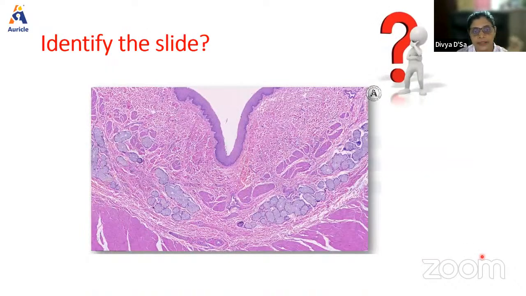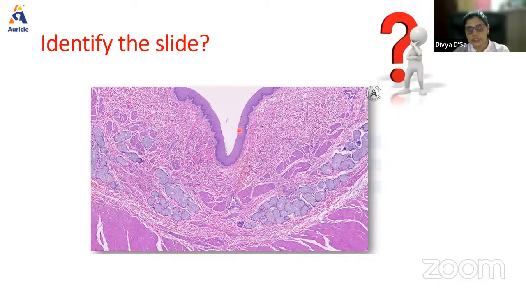So what is this slide now? Okay, here we are seeing the epithelium, which is a stratified squamous kind of epithelium, and we are seeing some glands, and they look like mucous glands. Okay, and this layer is the submucosa layer. So we are seeing the mucous glands here.